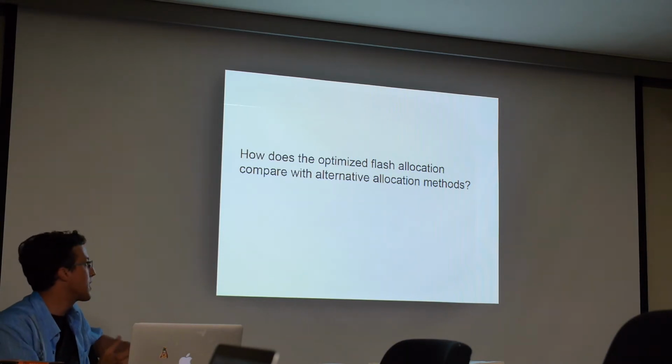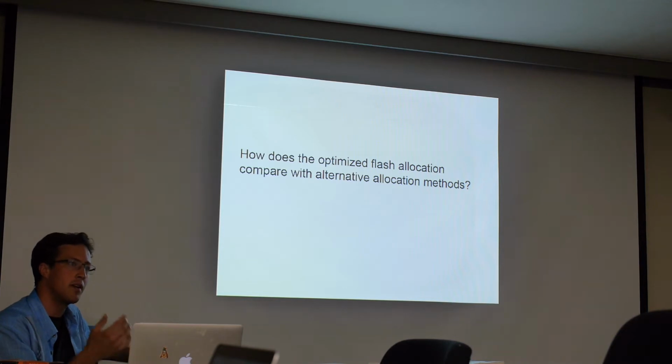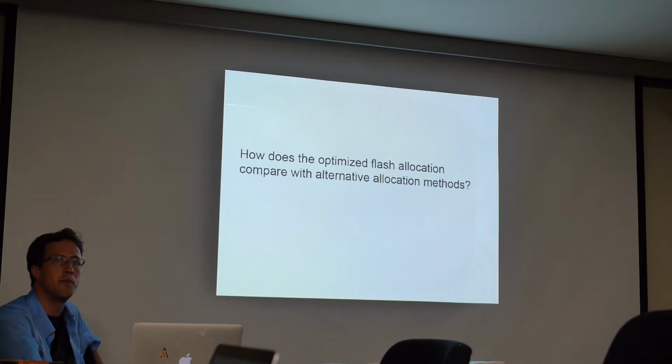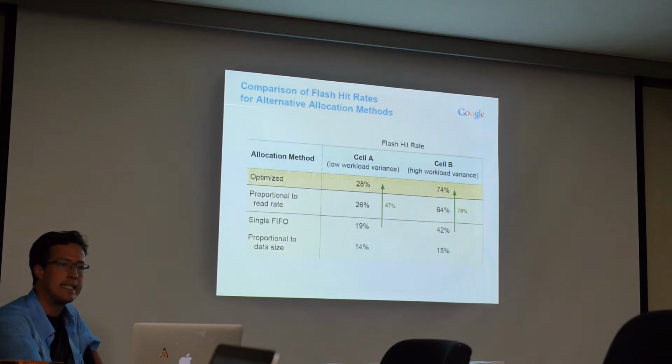The method I described is kind of complex. A simpler method would be to just give everybody some flash proportional to the amount of reads that they're doing. If somebody reads a lot, give them a lot of flash. If somebody reads a little bit, don't give them any flash. That's certainly a reasonable thing to compare against, at least.